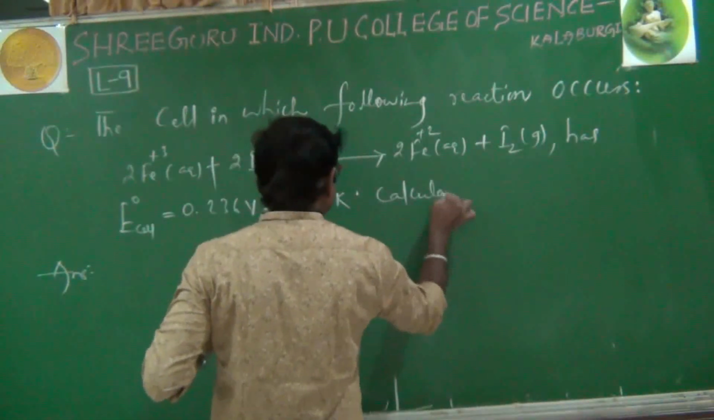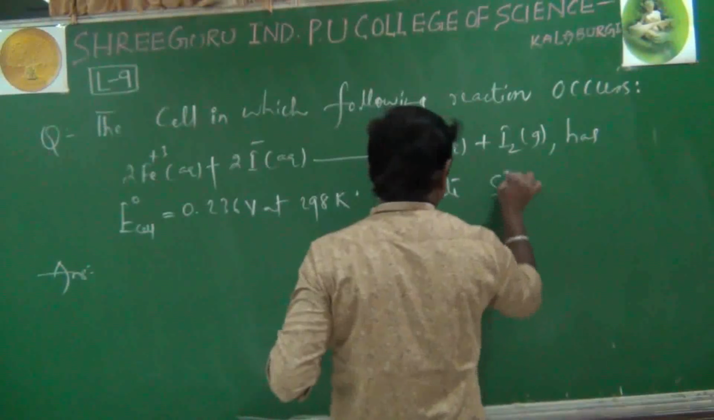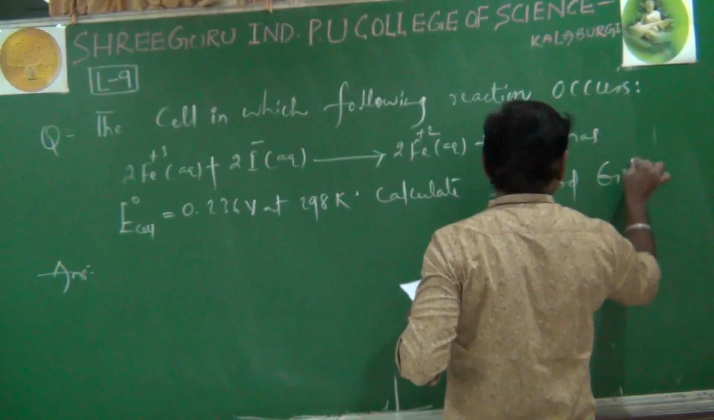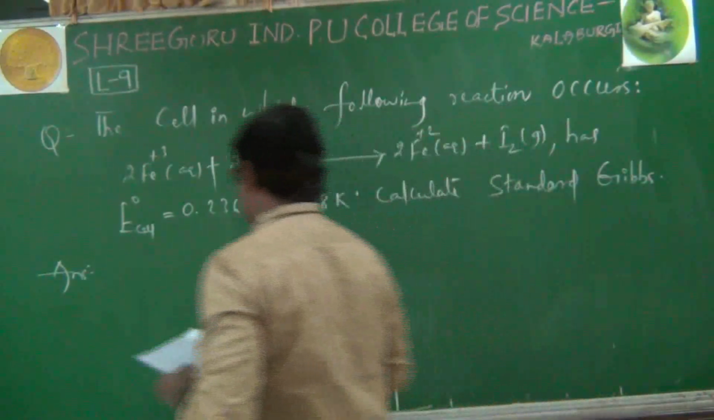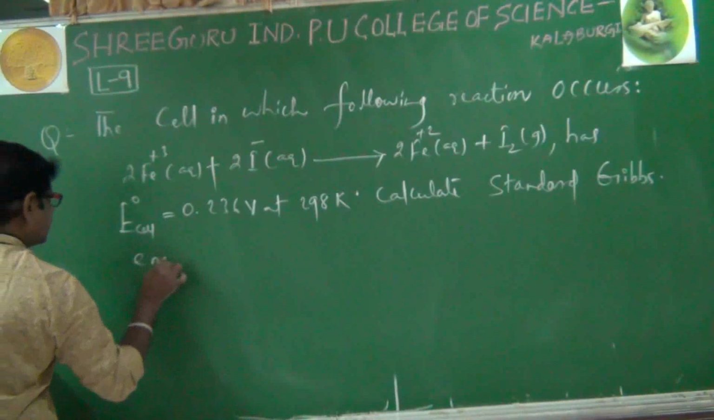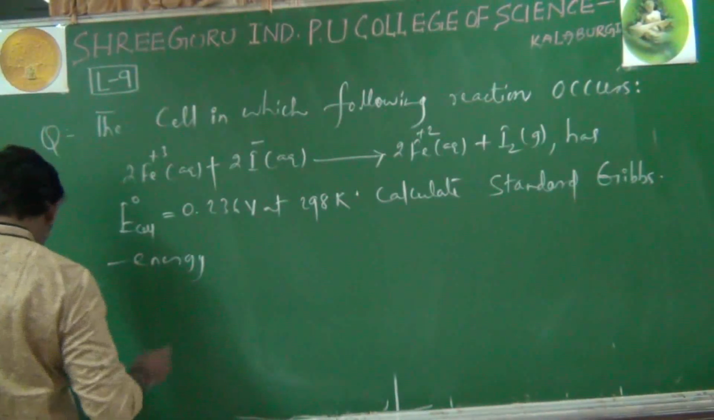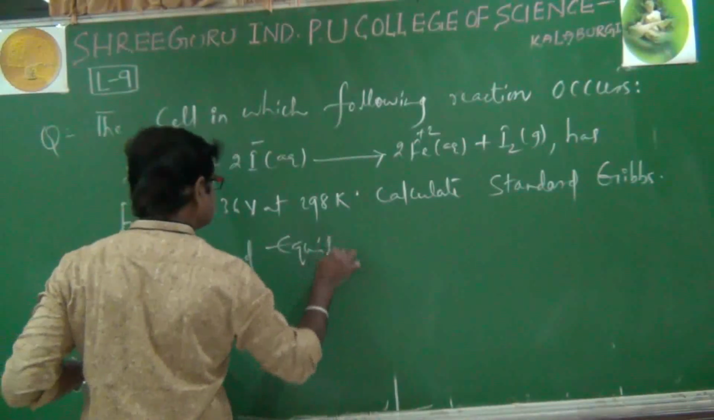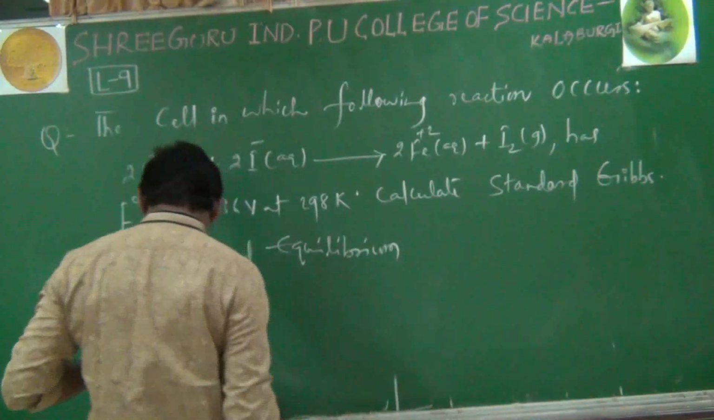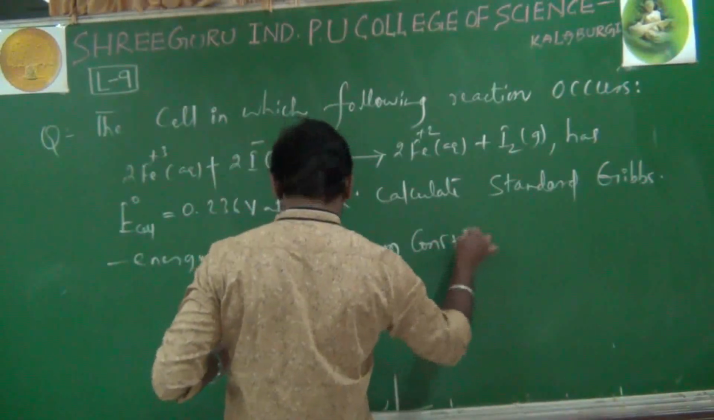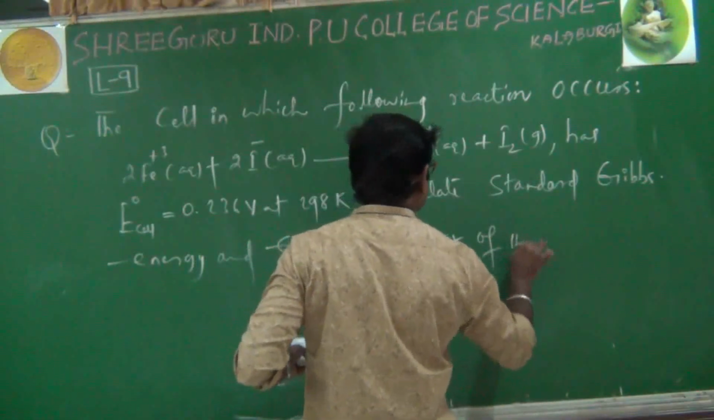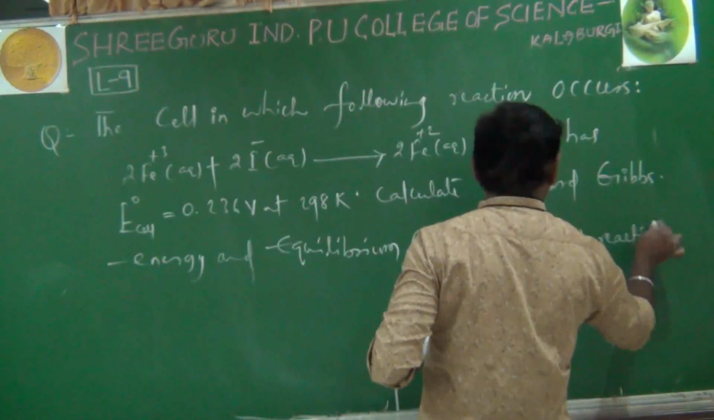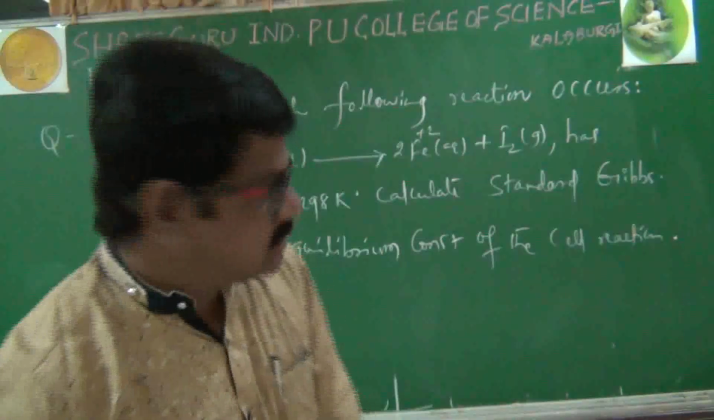Calculate the standard Gibbs energy and the equilibrium constant of the cell reaction. That's all. This is the question.